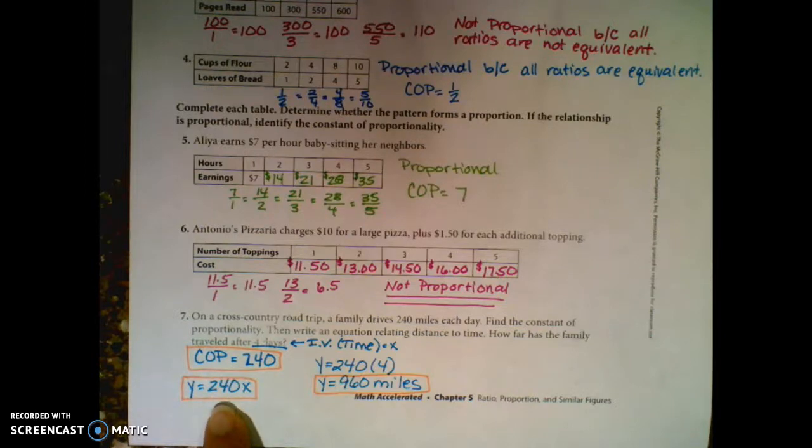Y equals kx. Remember that equation? I don't know y or x, but I do know k. And then I'm given x, which is 4. So 240 times 4 is 960 miles. Don't forget your units. We are now done with this video.